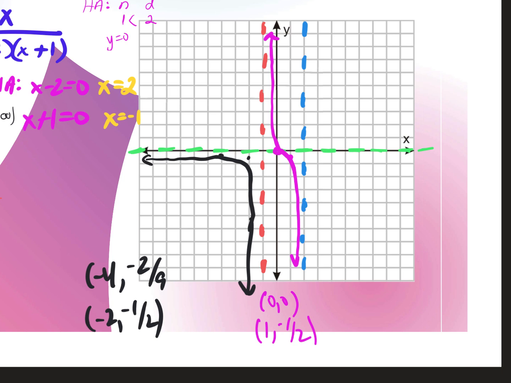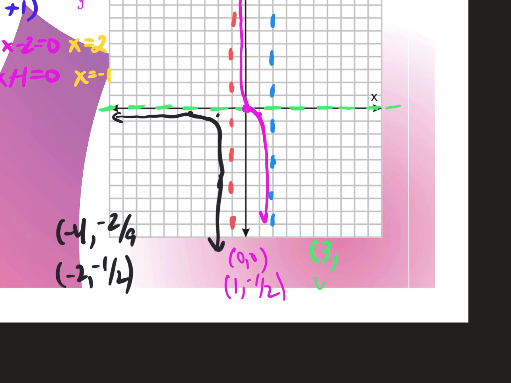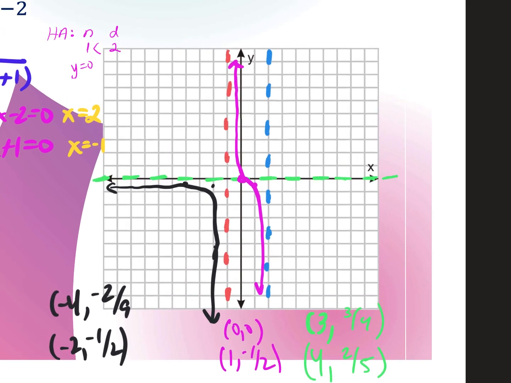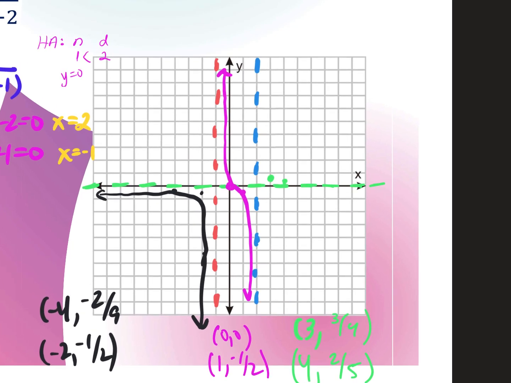And then I'm going to go back to my table, and I'm going to find 2 points to the right. Pick whatever you want. I'm going to say, how about 3? And 3 and 4 is good. What's my y value where x is 3? 3/4, great. What's my y value where x is 4? 2/5, good. So 3, 3/4. That's going to be above. And then at 4, I'm still above. And if you need to go back to your table to look and say, oh, yep, I did it right. Here it is. It's up here.